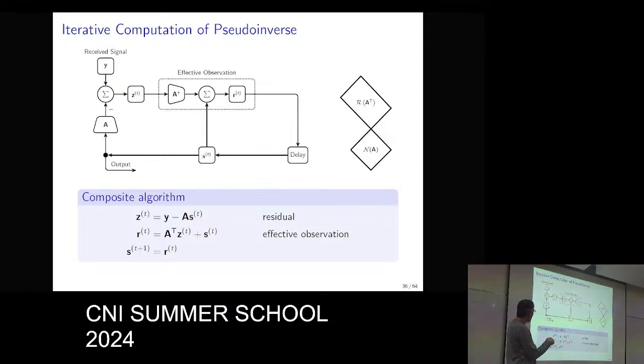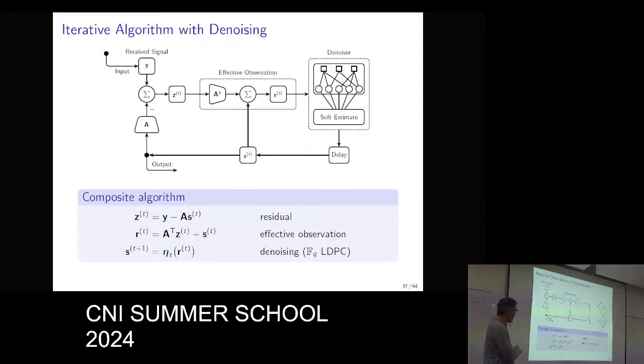Again, you can see that this diagram comes with y, and then from y, you're going to subtract A times where you believe you are in terms of state. That gives you the residual. From the residual, you multiply it on the left by A transpose, and you add the previous state, you get the effective observation. And then for this toy problem, the residual is equal to the next state.